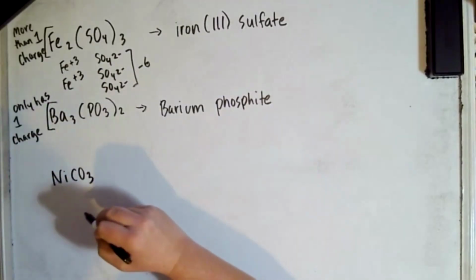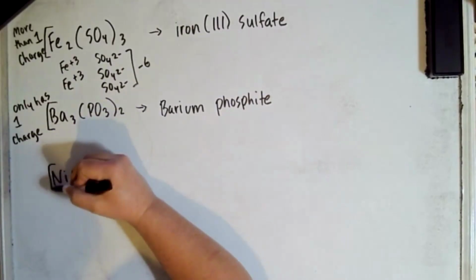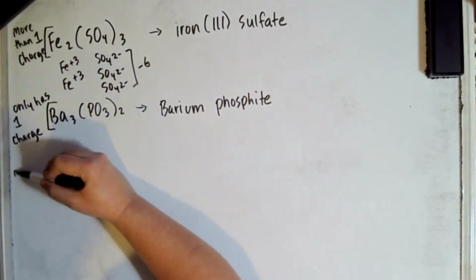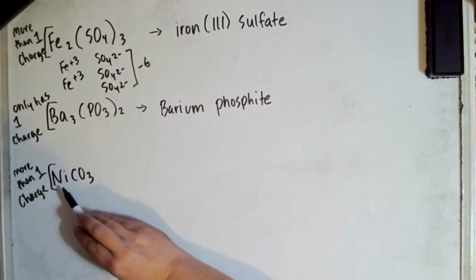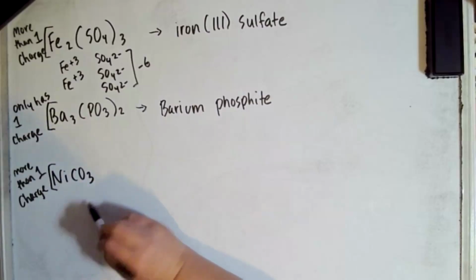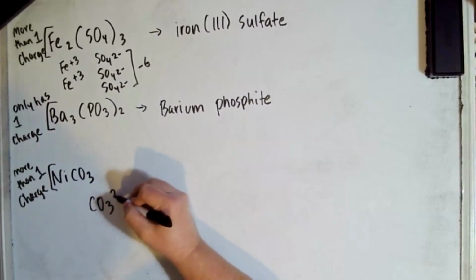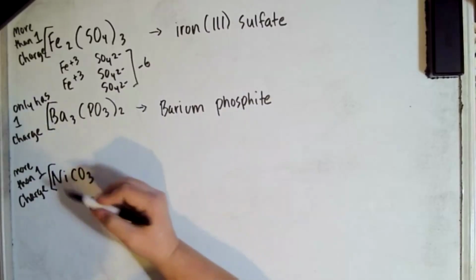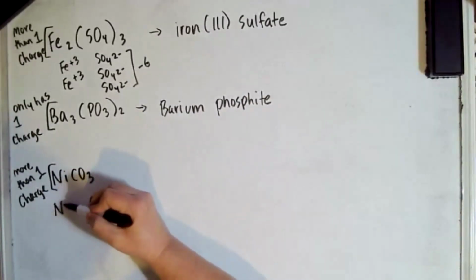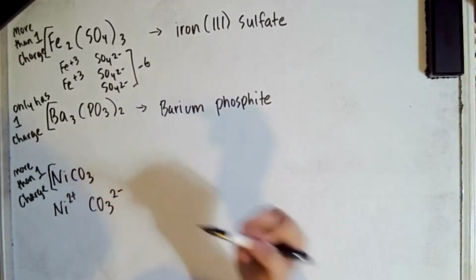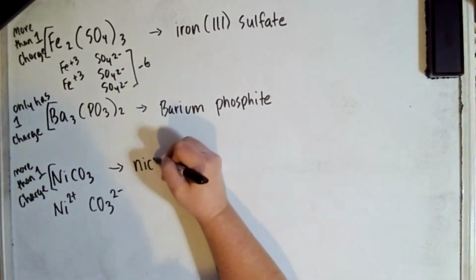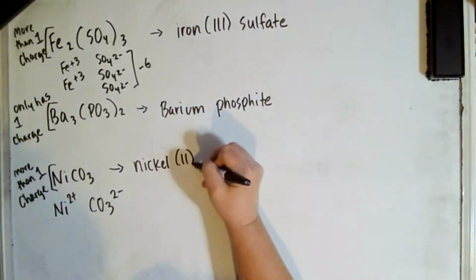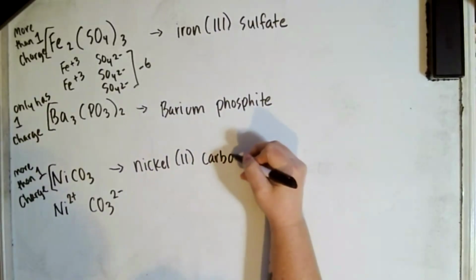Okay. And then our last example, we have nickel. Nickel is in our transition metal box. It's going to have more than one charge. And so we see that we have 1 nickel and we have 1 carbonate ion. We know that our carbonate ion has a -2 charge. And if we only have 1 nickel to counteract that charge, then our nickel ion must have a +2 charge. And so then the name of our compound is going to be nickel(II) carbonate.